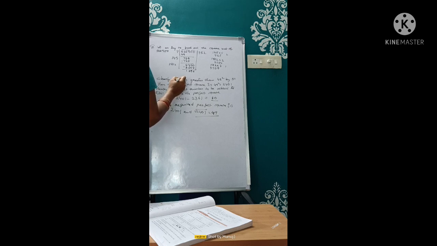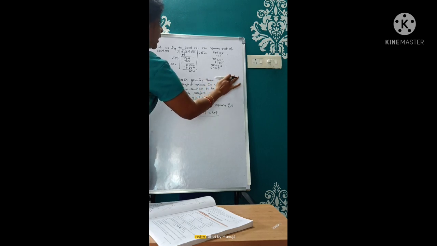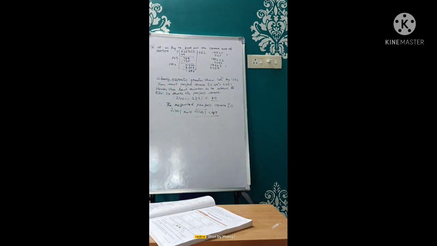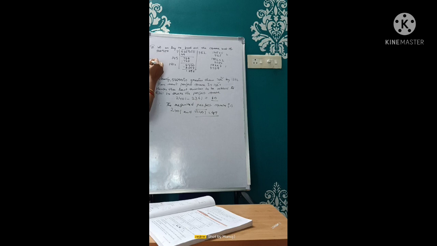5,66,900 is greater than 752 square by 1,396. So the next perfect square is 753 square. So how much is 753 square?